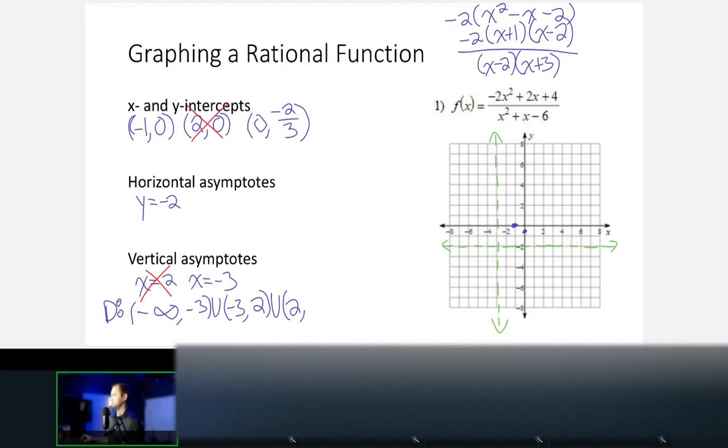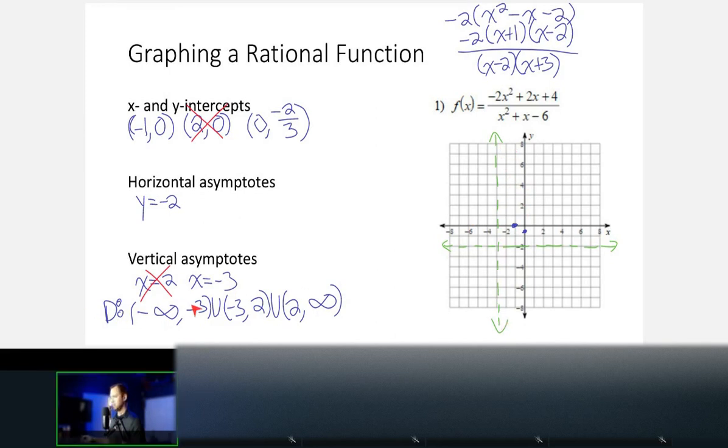Positive infinity. Yeah, we include the hole. So remember, the domain is the x values, including all the disconnects. So we have a VA at x equals -3. So there is your first hole or your first disconnect.